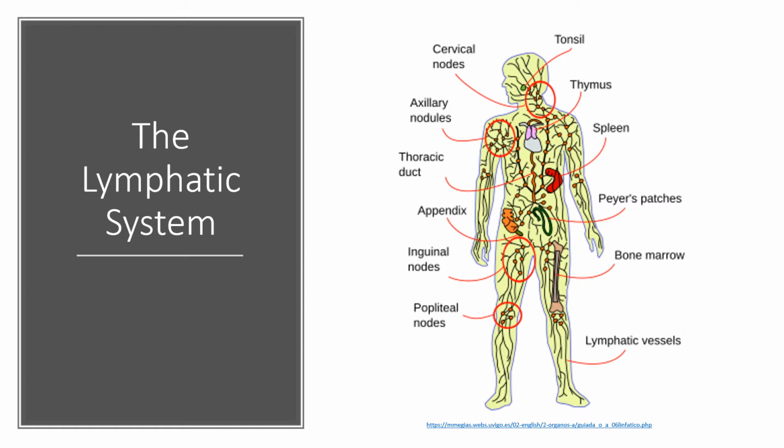And listed on this slide and depicted in the picture are all the components of the lymphatic system. So it's not just the lymphatic vessels and the lymph nodes. It also consists of the spleen, the Peyer's patches of the intestine, the bone marrow, all the lymph nodes that are listed here, as well as the thoracic duct, which we're going to talk about in drainage, as well as the cervical nodes and tonsils and thymus. So when we're talking about the lymphatic system, keep this image in your mind and refer back to this image if you need a good reference for what the lymphatic system is actually comprised of.